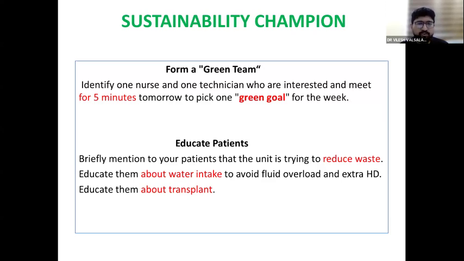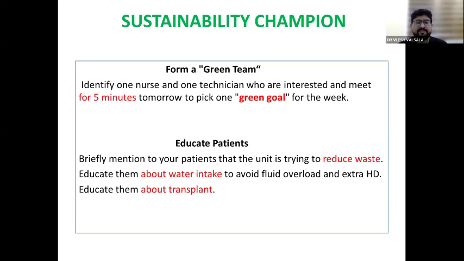For that whole week, the green champion will check the yellow bin, the red bin, and the waste basket to identify whether any garbage has been put in the wrong bin, and correct it. This is the task. For that particular week or month, one of the team members will be the green champion. So identify one nurse or technician who is interested, and meet for 5 minutes tomorrow to pick one green goal for the week.